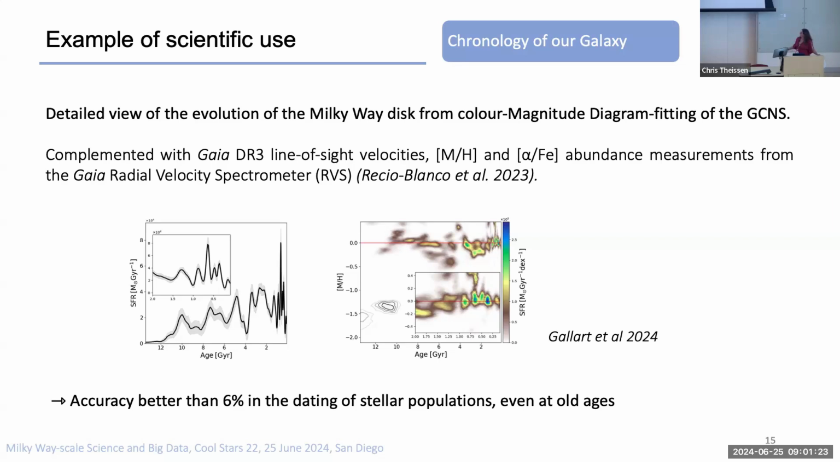And they did even better because they do the same thing, but as a function of metallicity. So they were able to trace the earlier star formation at low metallicity. And you can see here all the starbursts in the more recent times, and they were able to get an accuracy better than 6% in the dating of stellar populations.